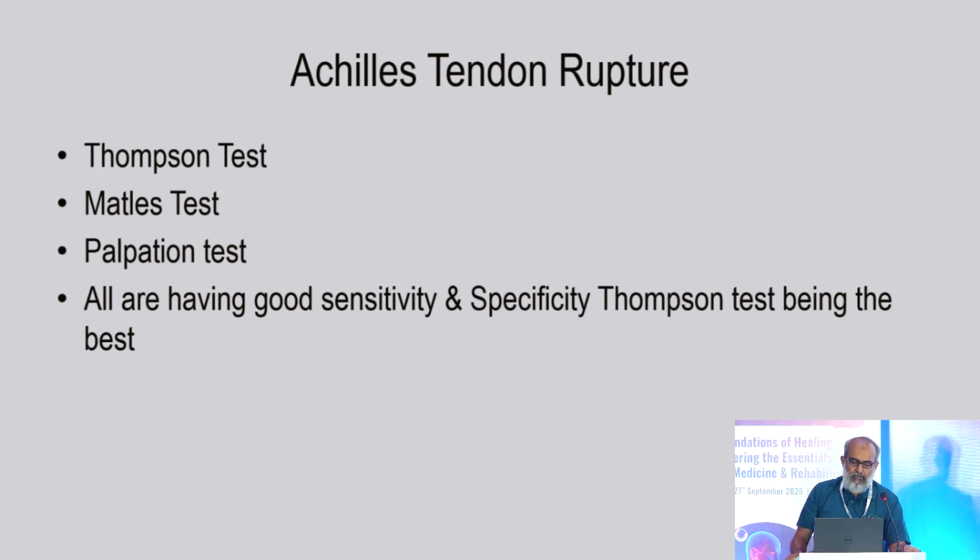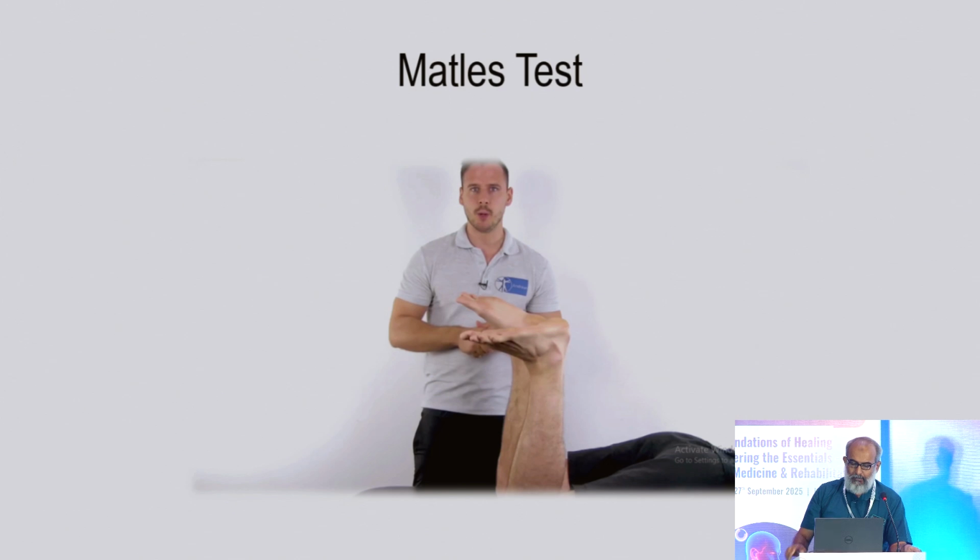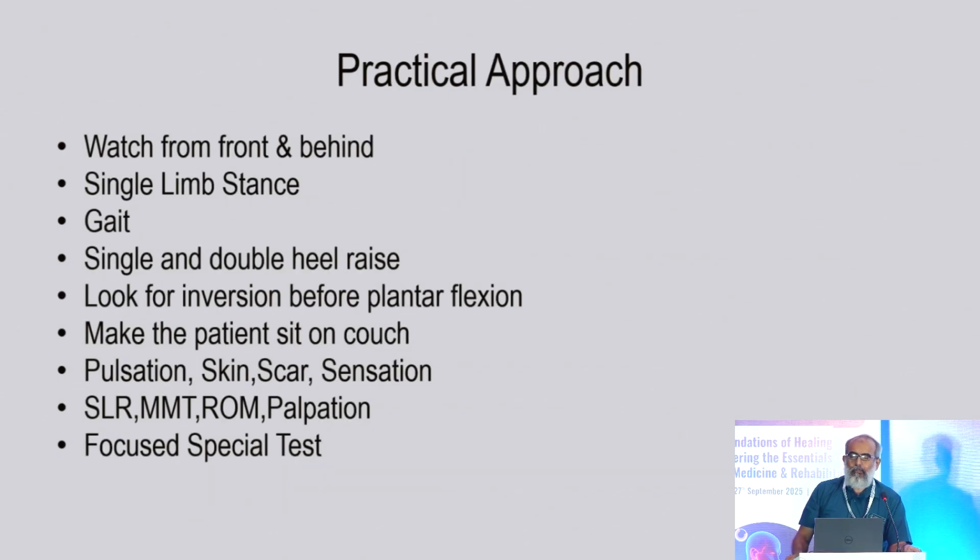Achilles tendon rupture, these tests are very common, and you know the Thompson test: just squeeze the calf and normally you will have a passive plantar flexion. When there is a rupture, you will not have that. Matles test: you make the patient lie prone and put the knee in 90 degree flexion. If there is discontinuity of the Achilles tendon, the foot will drop into dorsiflexion. And you can palpate also. These are very sensitive and specific tests.